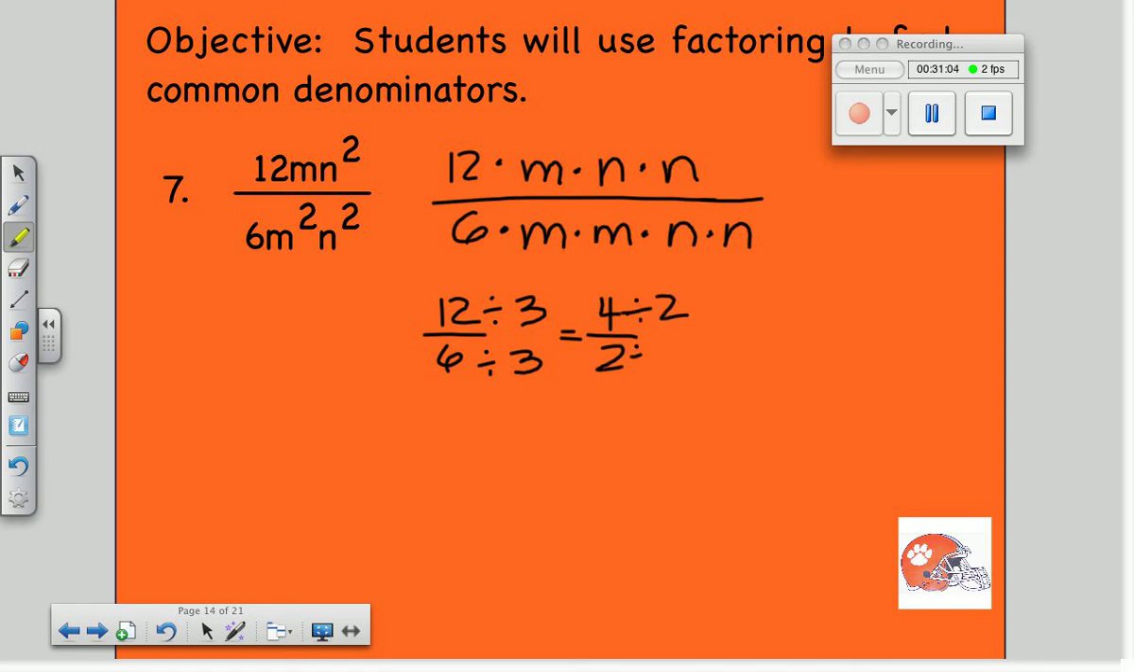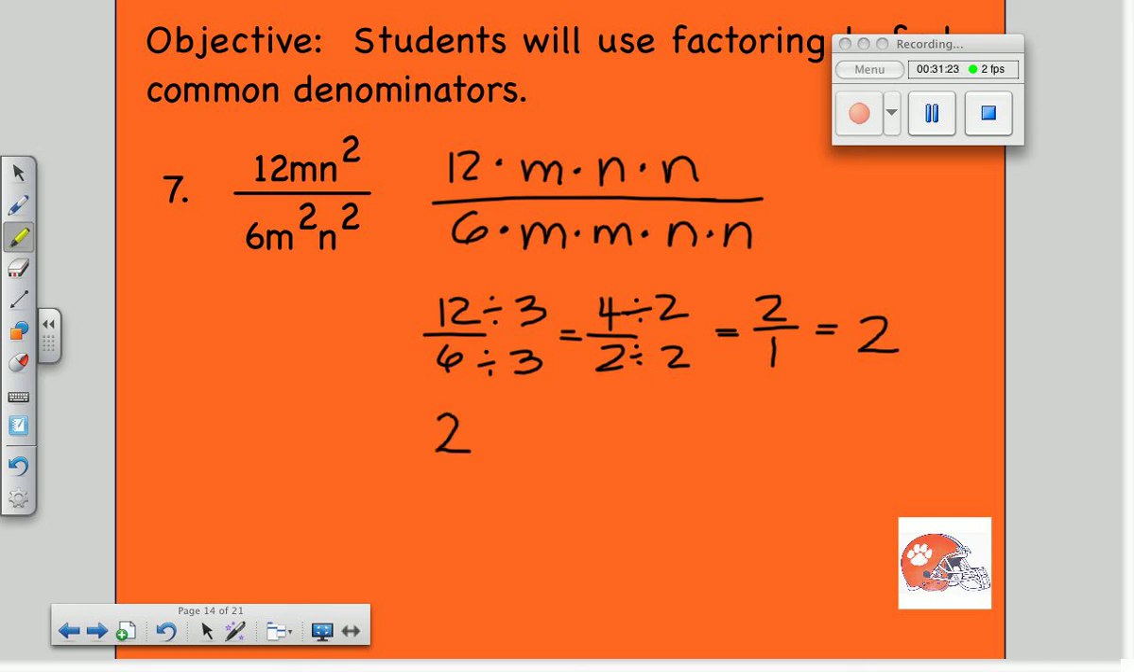And for those of you saying you could have divided them by 6 in the first place, yes, you could. And if you knew that, you saw that, then you should do that. 4 divided by 2 is 2, 2 divided by 2 is 1. Well, 2 over 1 is the same as 2. So there's my number, 2.